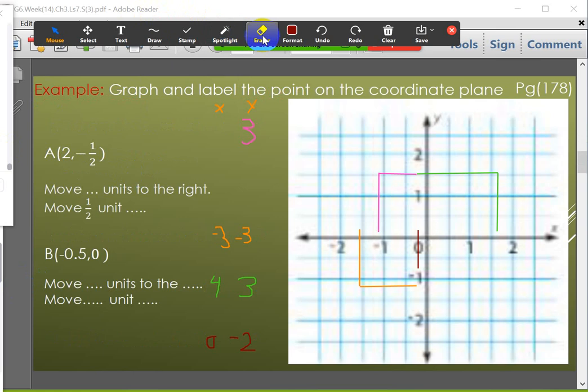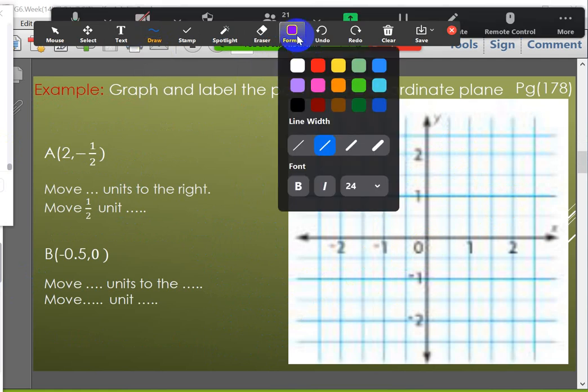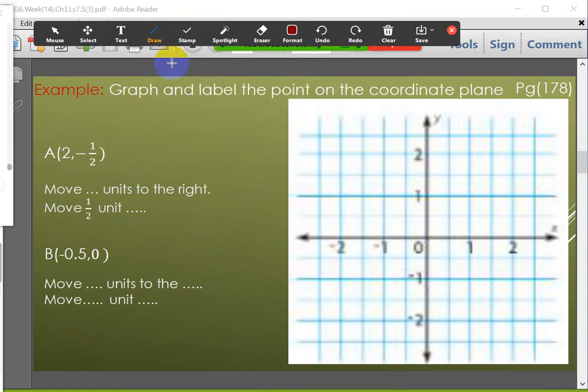Okay, now let's see this example. Now the opposite thing. I have the coordinate and I want to locate the point. Look, girls, first thing, I will use the same strategy, the same way to locate the number or to find the coordinate. So the first point is A, (2, -1/2).